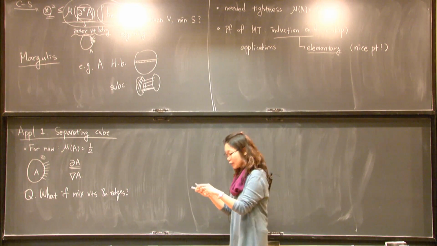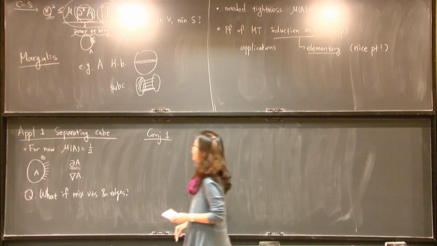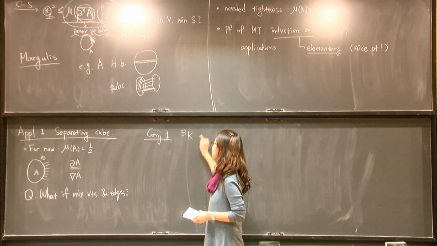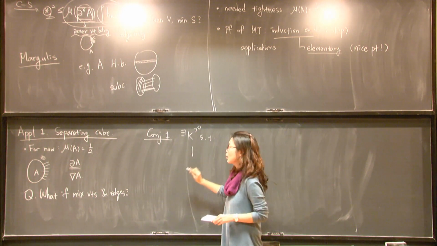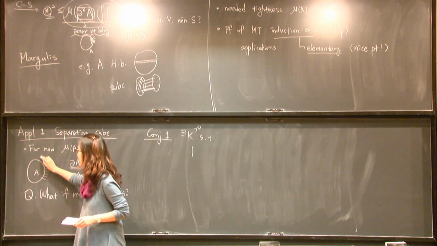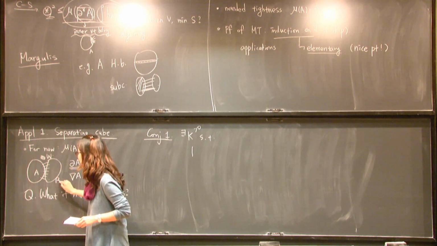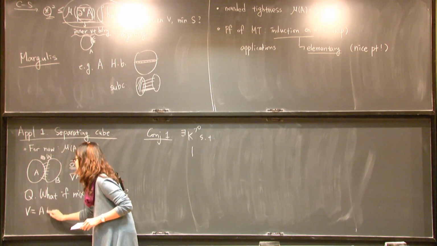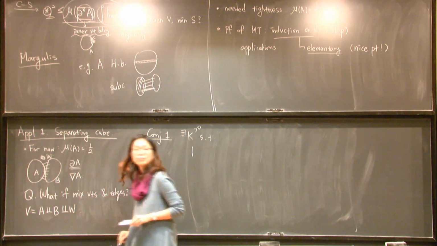And let me state our conjecture first. Conjecture, let me call this 1. Conjecture 1 says that there exists some universal constant, k, bigger than 1, such that, let me give a name. Let me call this set W and this part B, so that V is partitioned into A, B, and W.